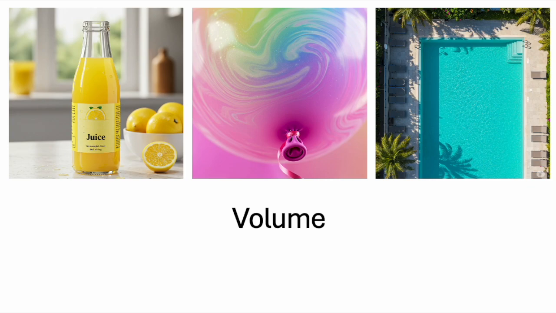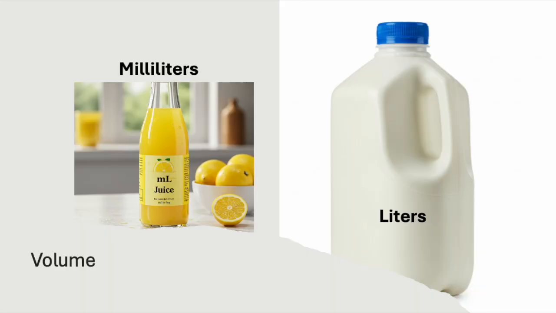So how do we measure this spaciness? We use special tools and units, kind of like how we use rulers to measure how long something is. If we're measuring how much liquid there is, like juice or water, we often use units called liters or milliliters. You might see these units on a juice carton or water bottle. A liter is a bigger amount. A milliliter is a smaller amount.